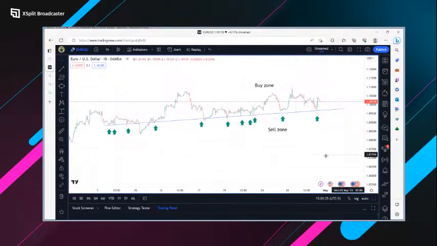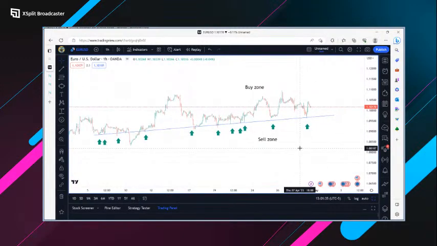Okay, cool. So, all right, U-turn after U-turn. All these U-turns, man. So this would be their buy zone, sell zone.